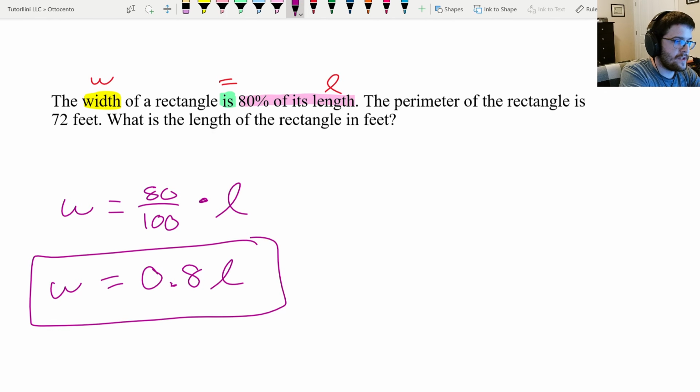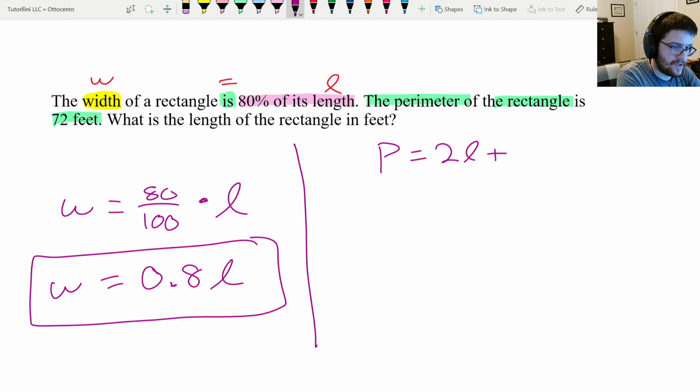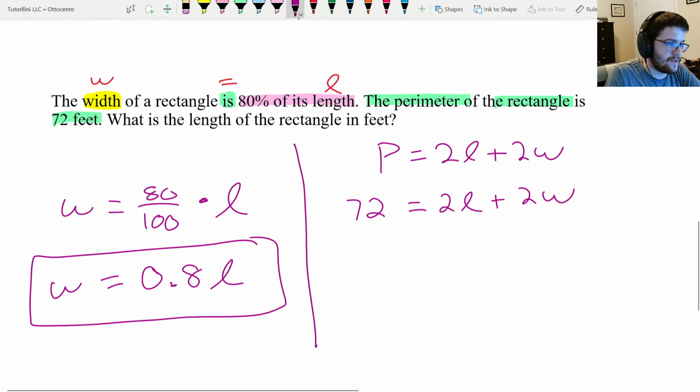So that's one equation. And they also tell us the perimeter of the rectangle is 72 feet. This actually isn't on the reference sheet, so you might want to know this. The perimeter of a rectangle is 2L plus 2W. So if the perimeter is 72, we can put 72 in for P. And now this is a system of equations.